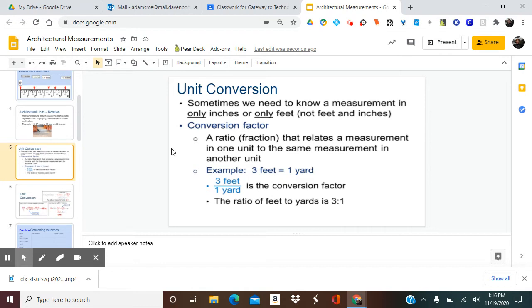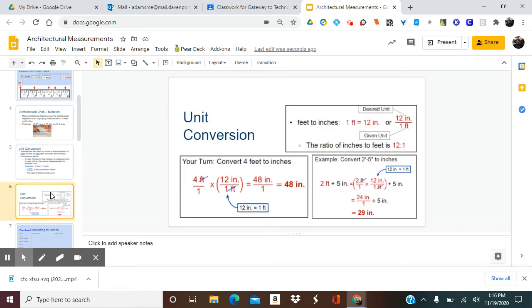Okay, so how to convert those. A ratio is a fraction that relates to a measurement. All right, so for example, 3 feet equals 1 yard. So that's going to be 3/1. All right, the ratio is 3 to 1. Another way to do unit conversions is feet to inches. So 1 foot we know is 12 inches, or it's 12/1. The ratio is going to be 12 to 1. Okay. This is one way.